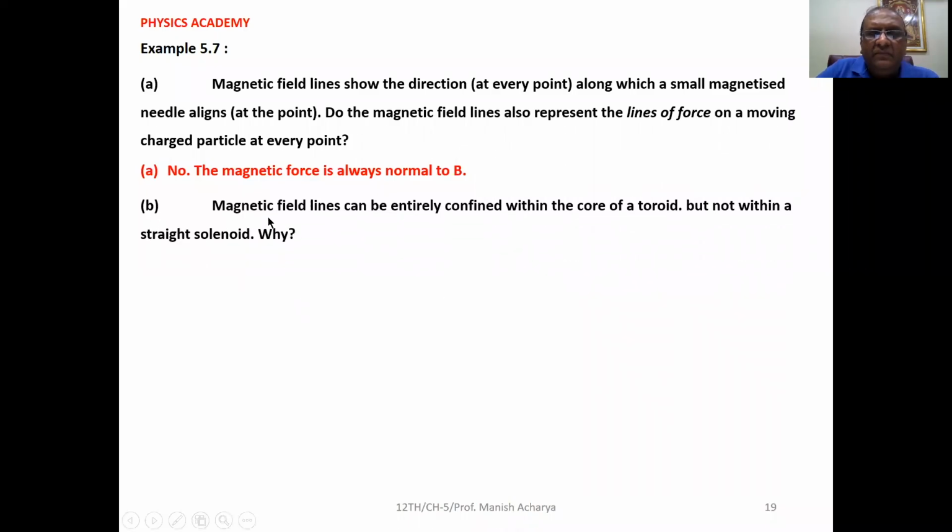Question B. Magnetic field lines can be entirely confined within the core of a toroid, but not within a straight solenoid. Why? Because a toroid is endless, so field lines can be confined within it. But for a straight solenoid, when field lines come out from the end of the solenoid, they form a closed loop, so inside it we can't confine them.